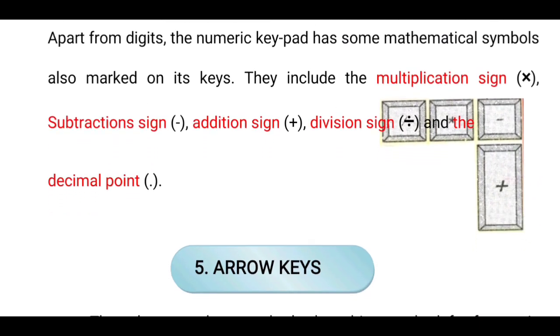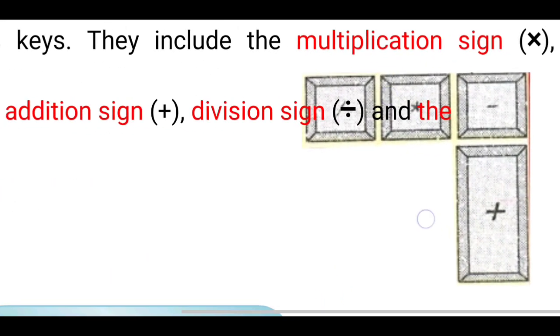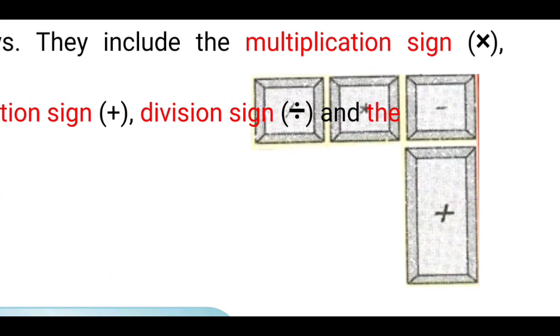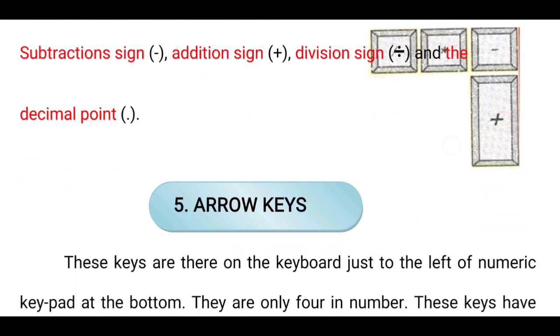Don't forget those keys. The division sign, star represents the multiplication sign, this minus, and this one is what? Plus or addition sign. Good.